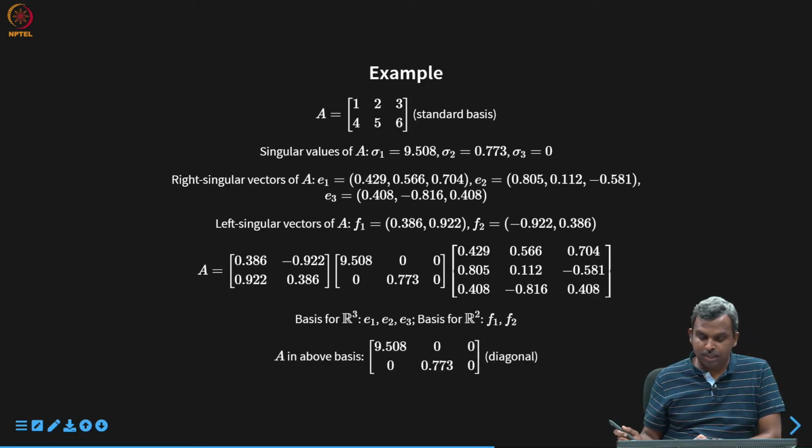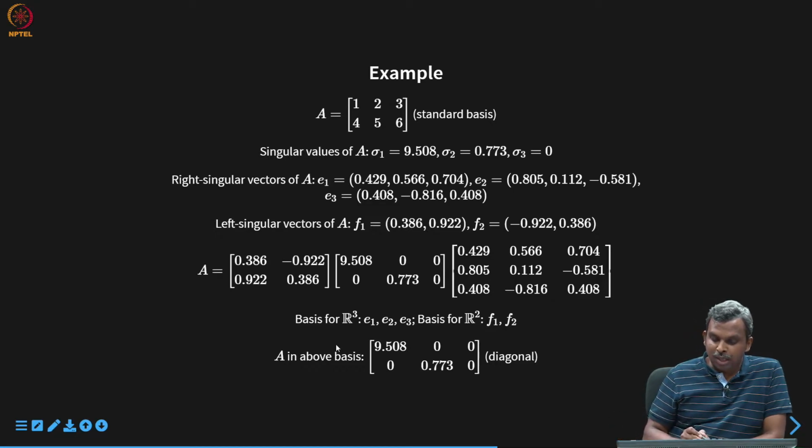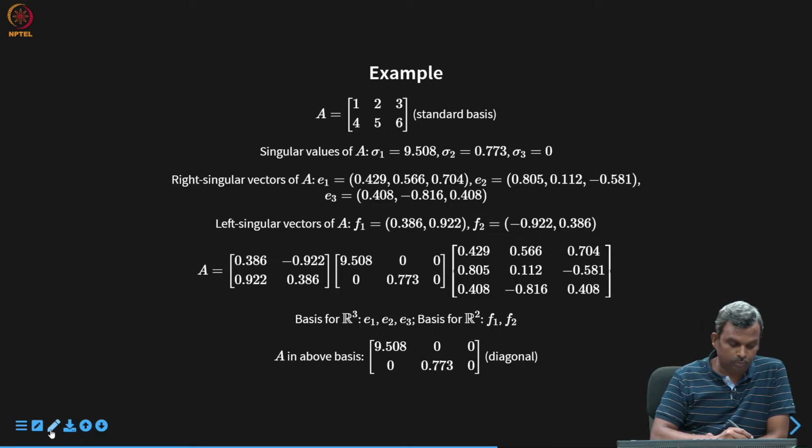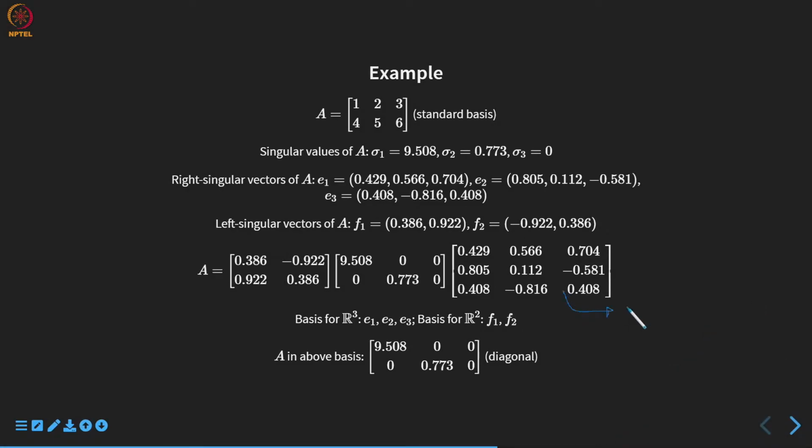Notice something very interesting. If I change basis, this A was in the standard basis, standard basis for R3 and standard basis for R2. Now if I change the basis of R3 to E1, E2, E3, remember this matrix is E1, E2, E3 star, so conjugate transpose. E1 comes on the first row, E2 on the second row, E3 on the third row. So this is like the inverse of that.